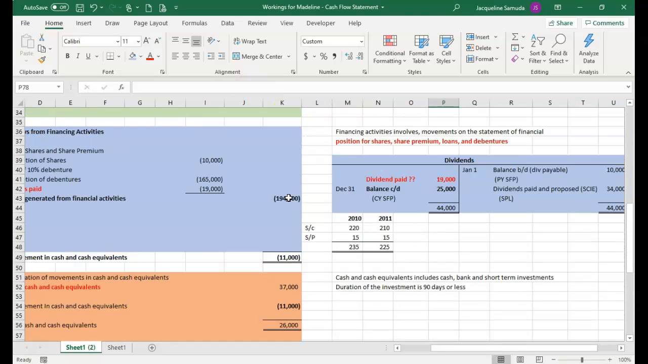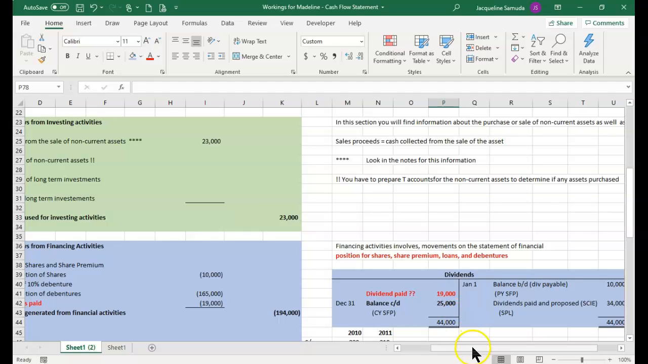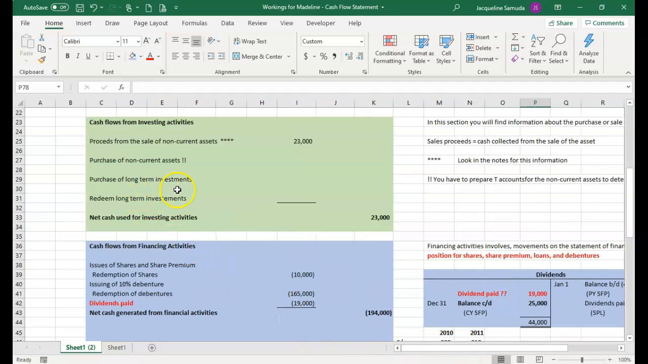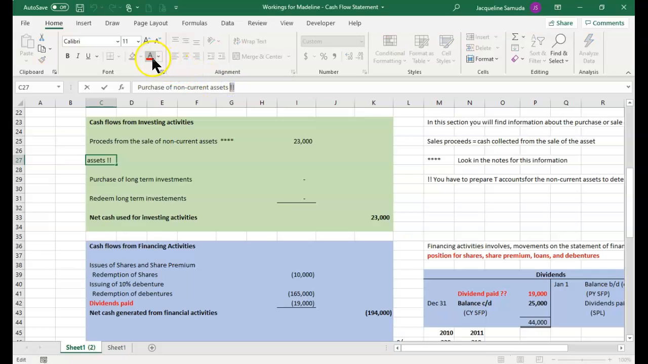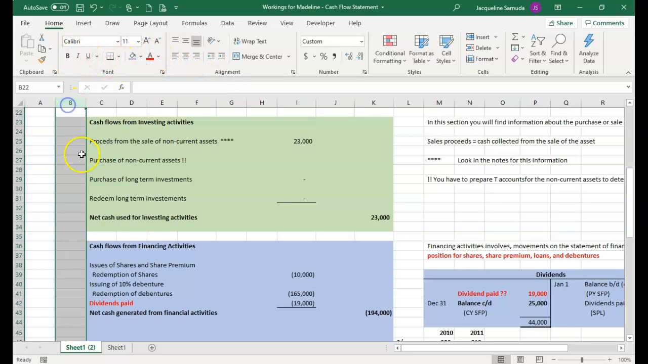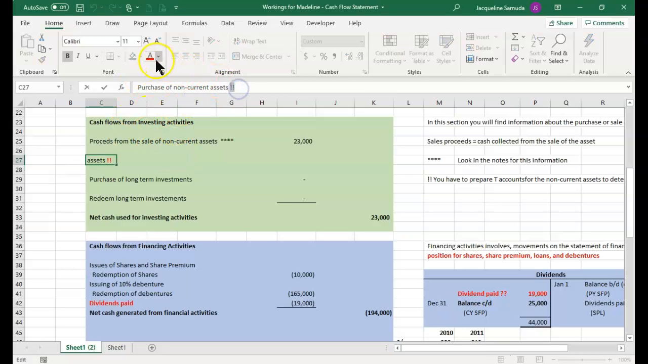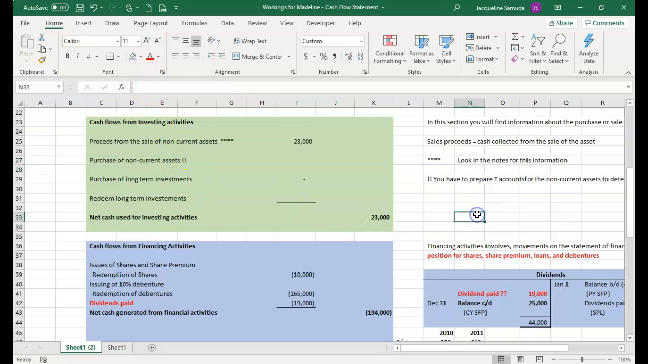All right. So the next task is to, let me put some zeros for these two because there are no long-term investments. So the only figure we have to work out is the purchase of non-current assets. Now I put two exclamation marks here to remind you that you must always check. You must always check for this. It is never going to be given to you in the question.